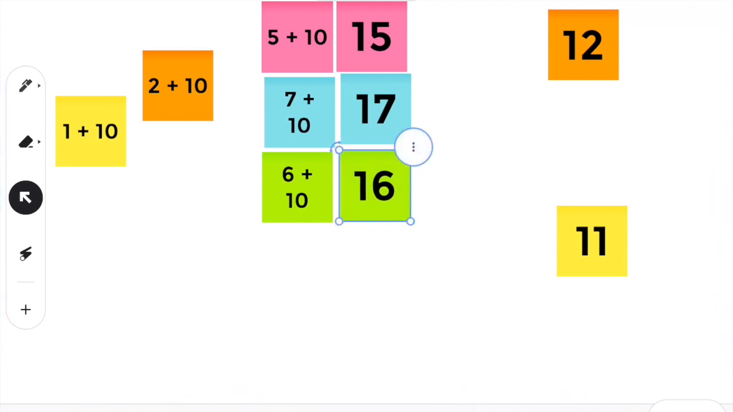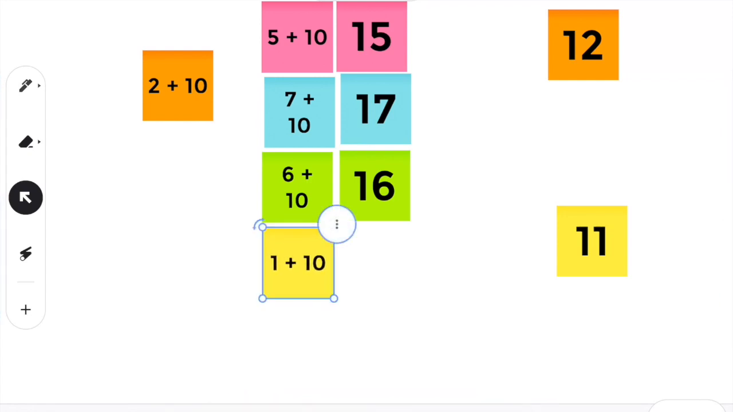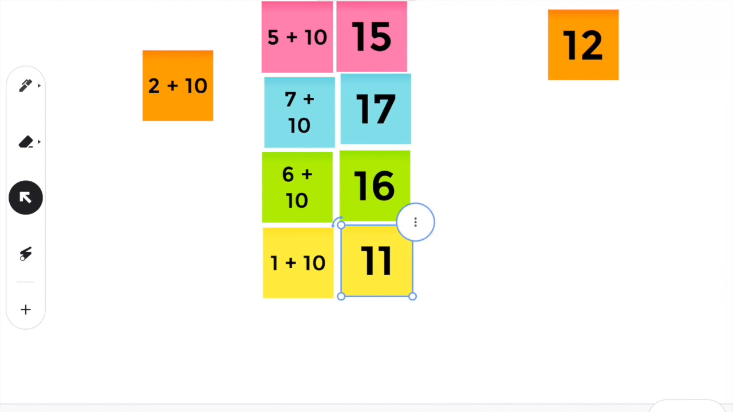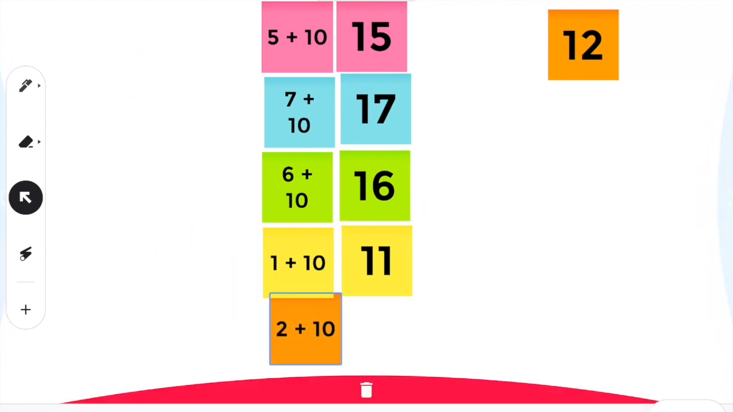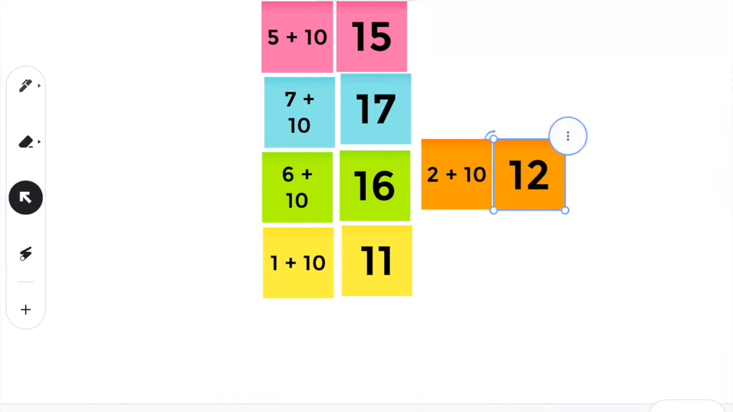All right, these last two might be a little tricky, but we can do it. Let's start with yellow because I like yellow. 1 plus 10. Let's see here. Well, I can start counting at 10. 10 plus 1, 10, 11. 1 plus 10 equals 11. So then that means 2 plus 10 must equal 12.